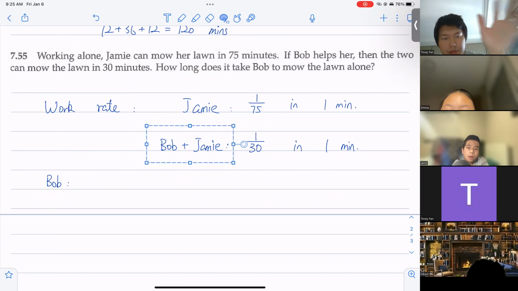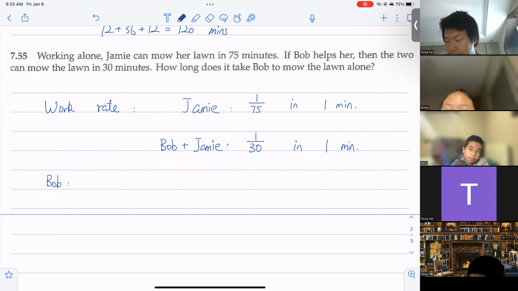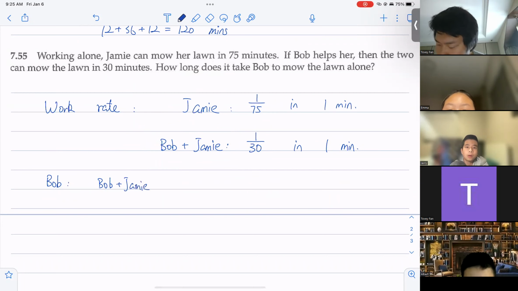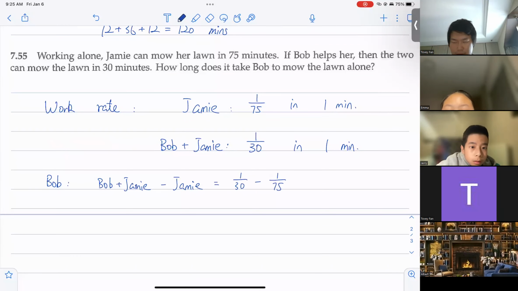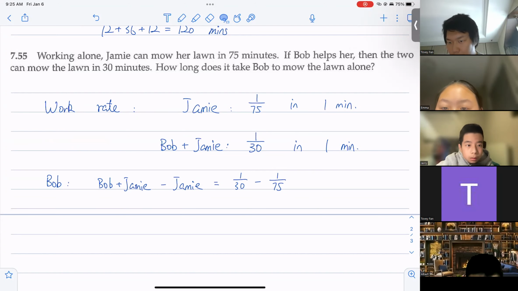It's Jamie's work rate plus Bob's work rate equals the combined work rate, right? So if you just need to get Bob's work rate, it would be Bob plus Jamie, minus Jamie, right? In other words, it would be 1 out of 30 minus 1 out of 75. See if that makes sense? That's Bob's work rate, right? Okay, Jerry, does that make sense?